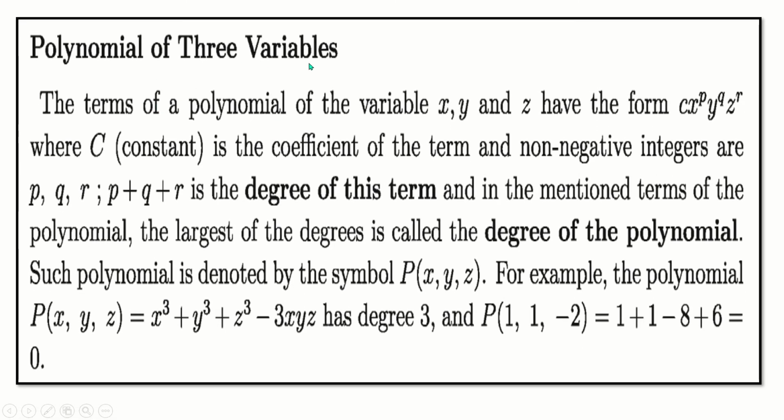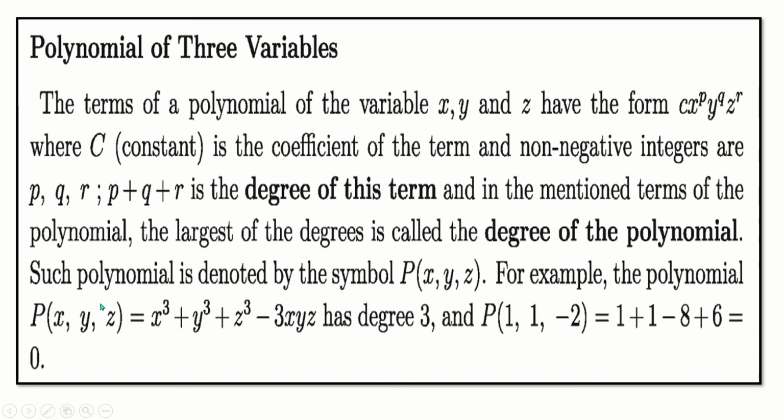Polynomial of 3 variables. The form will be c x to the power p, y to the power q, and z to the power r. Here c is a constant, same explanation, and p, q, r are non-negative integers. That means p plus q plus r is the degree of this term, and among the terms of the polynomial, the largest of the degrees is called the degree of the polynomial. Such a polynomial is denoted by the symbol P of x, y, z.